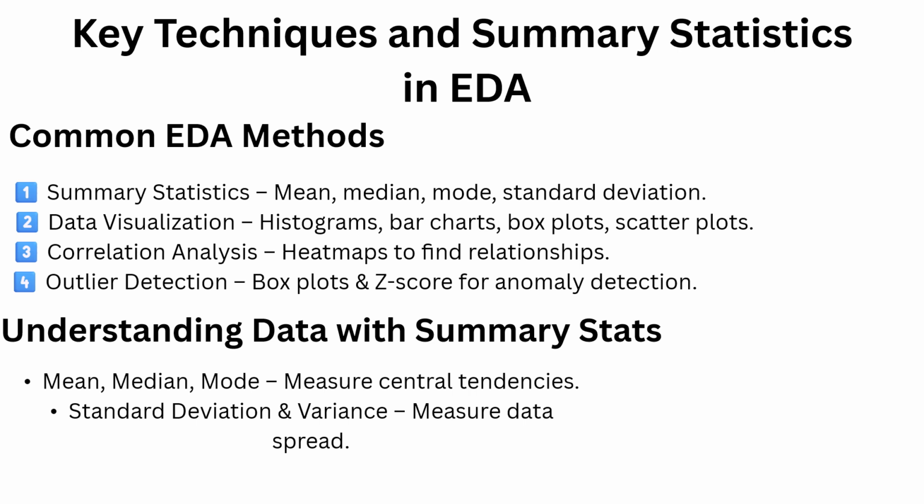Fourth is outlier detection. Outlier detection is spotting extreme values, and it uses the box plot and z-score. It finds anomalies. For example, a user rating every movie a perfect 10. Real or bot?